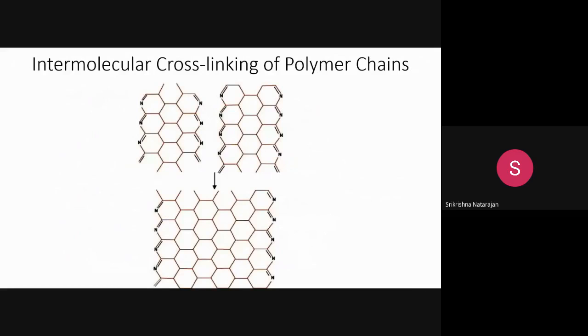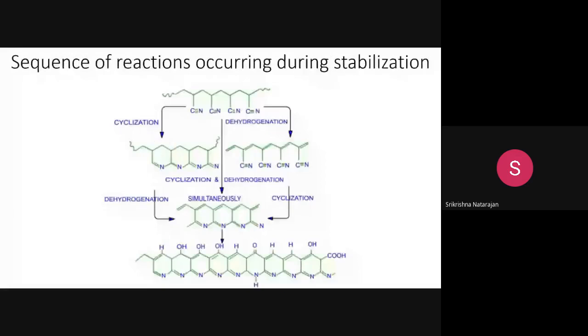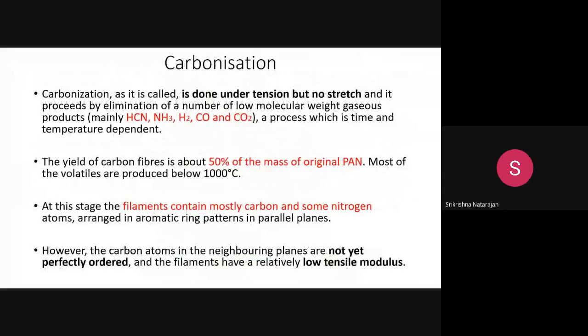Here you can also understand that once this nitrogen which is present here gets removed, the structure gets fused. Some cross-linking takes place. That is why you get a higher carbon yield. In this process itself, you get around 50% carbon, but there is still some disadvantage, because the structure is not ordered and some nitrogen atoms are still left in it, and the filaments which are produced have a low tensile modulus.